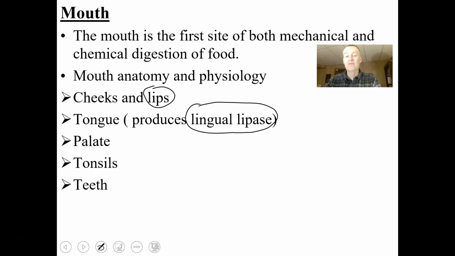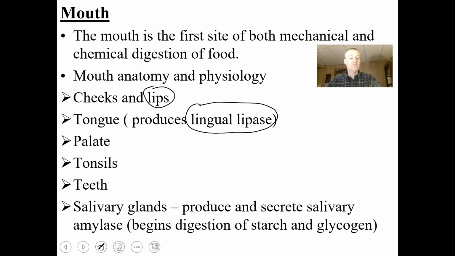We have 4 different kinds of teeth. We have incisors, canines, bicuspids, and cuspids. Each has a different shape to help process food in a different kind of way.